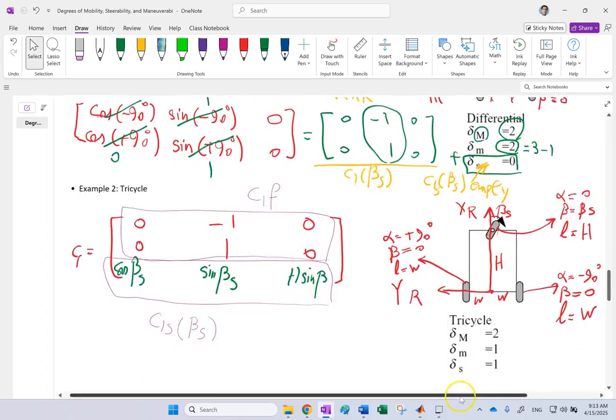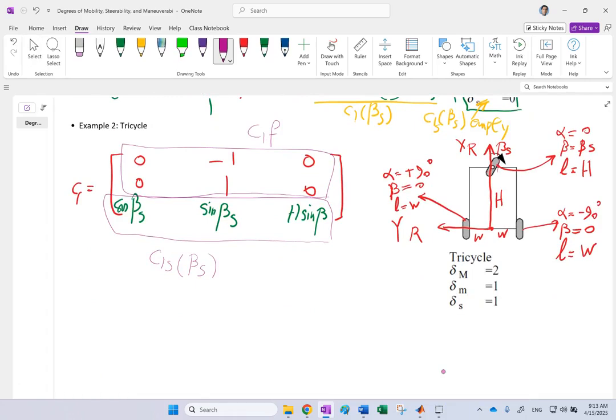So the degree of steerability, delta S, is the rank of this. And clearly, this is 1 row, and the rank of a 1 row matrix could be 1. So that's it. That's 1. Delta M is 3 minus the rank of the whole C1. So I need to find the whole rank of C1. 3 minus that is this. Now, what's the rank of this matrix here?